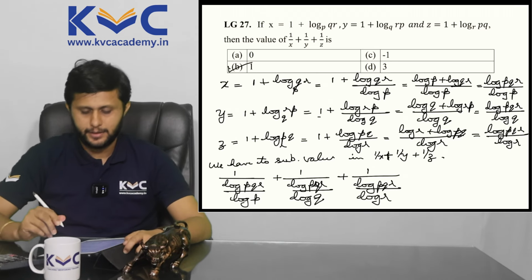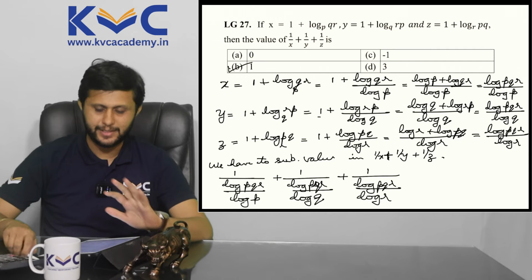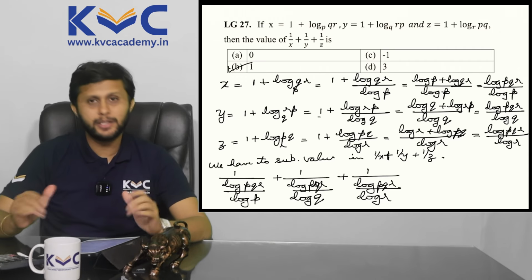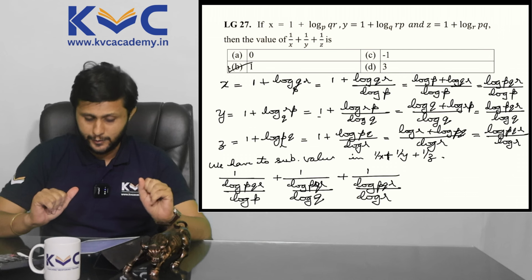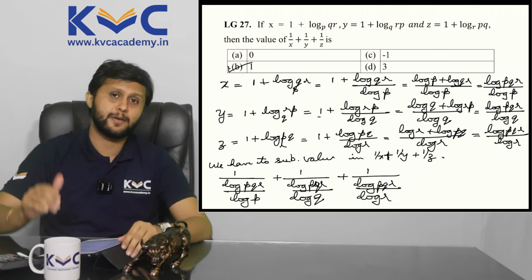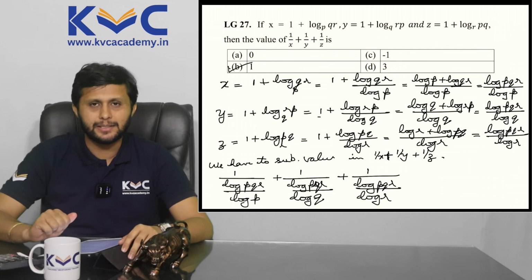Done. Okay, with that we have completed logarithms. I hope it was clear. I hope you have understood all the concepts that are there under logarithm. We have finished the first chapter as well. We have finished ratios, we have finished proportions, indices and logarithms.